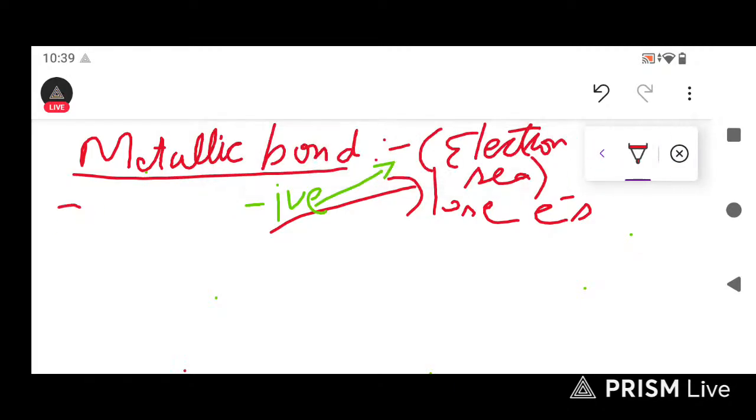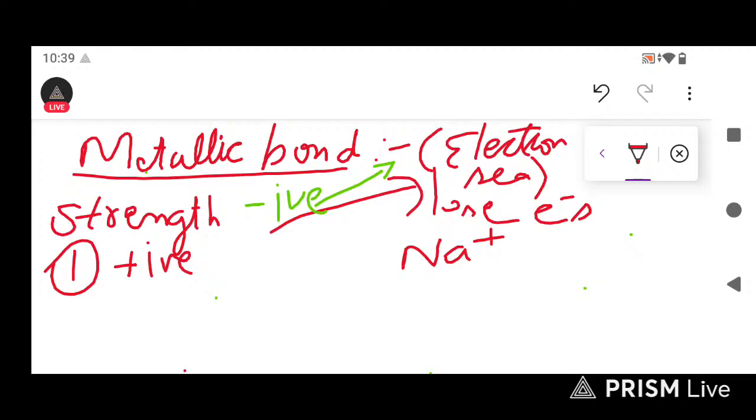The strength of the metallic bond basically depends on two factors. What are the two factors? Number one is the positive charge on the metal ions. How many positive charges are present on the metal ion? For example, sodium has only one positive charge, and magnesium has two positive charges. So it depends on how many positive charges are present on the metal atom.